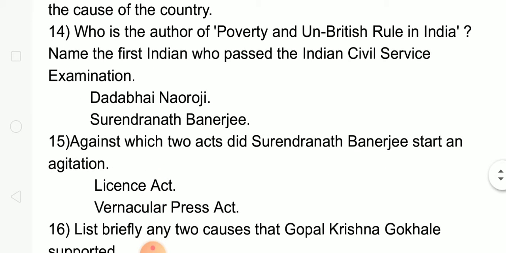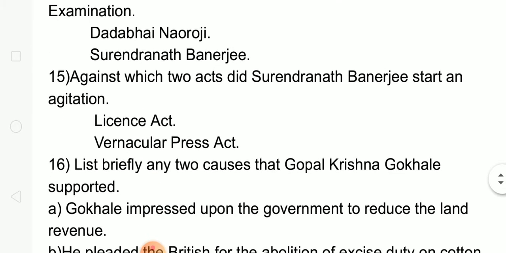15th question. Against which two acts did Surendranath Banerjee start an agitation? The acts are License Act and Vernacular Press Act.